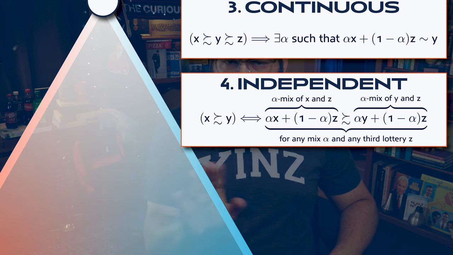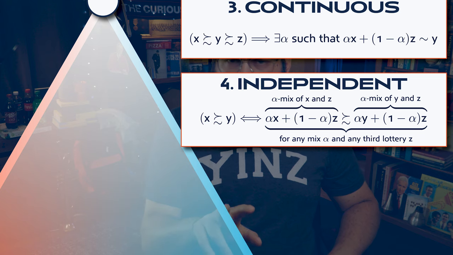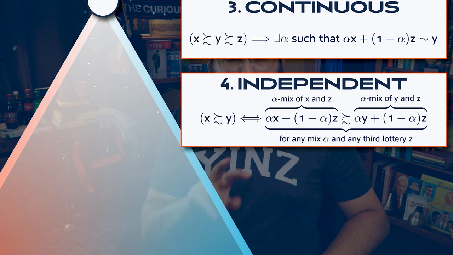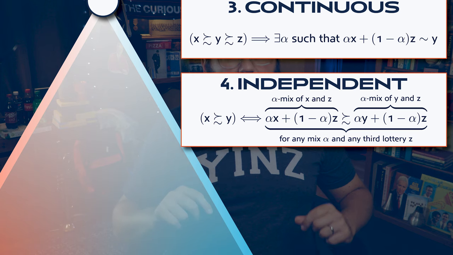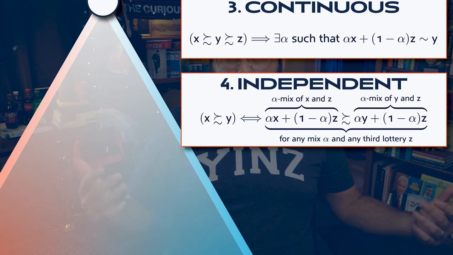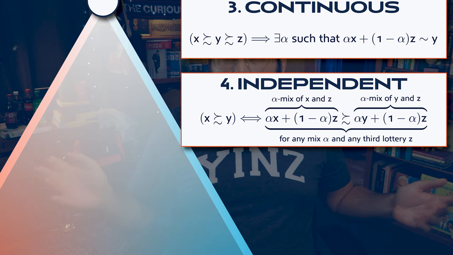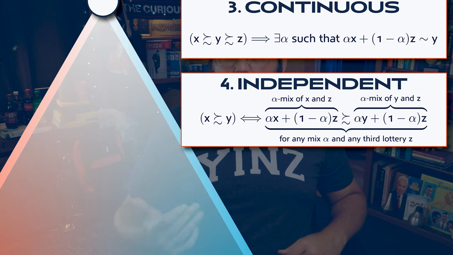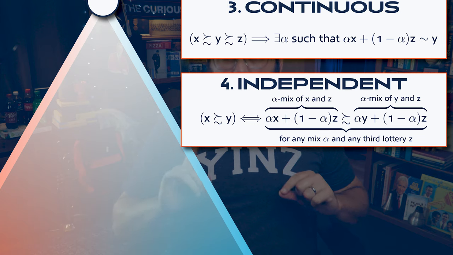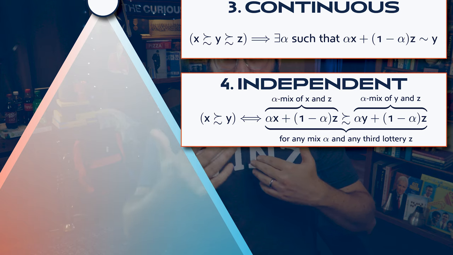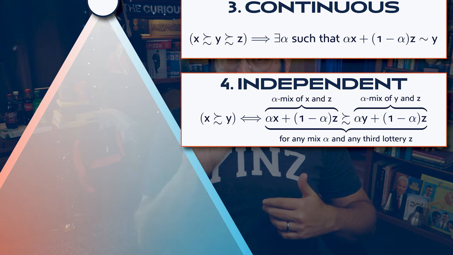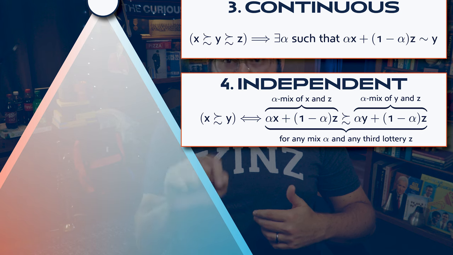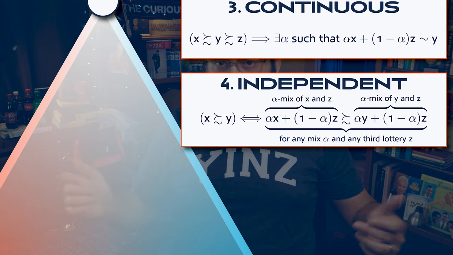Okay, so here's, check this out. Suppose I have two lotteries, call them X and Y, and suppose that X is at least as good as Y. What independence means is if I take any other third lottery, call it Z, any other lottery, and any other potential mix, call it alpha, then I have to like the mix of X and Z, whatever that mix is, I have to like that new mix at least as much as the same mix of Y and Z.